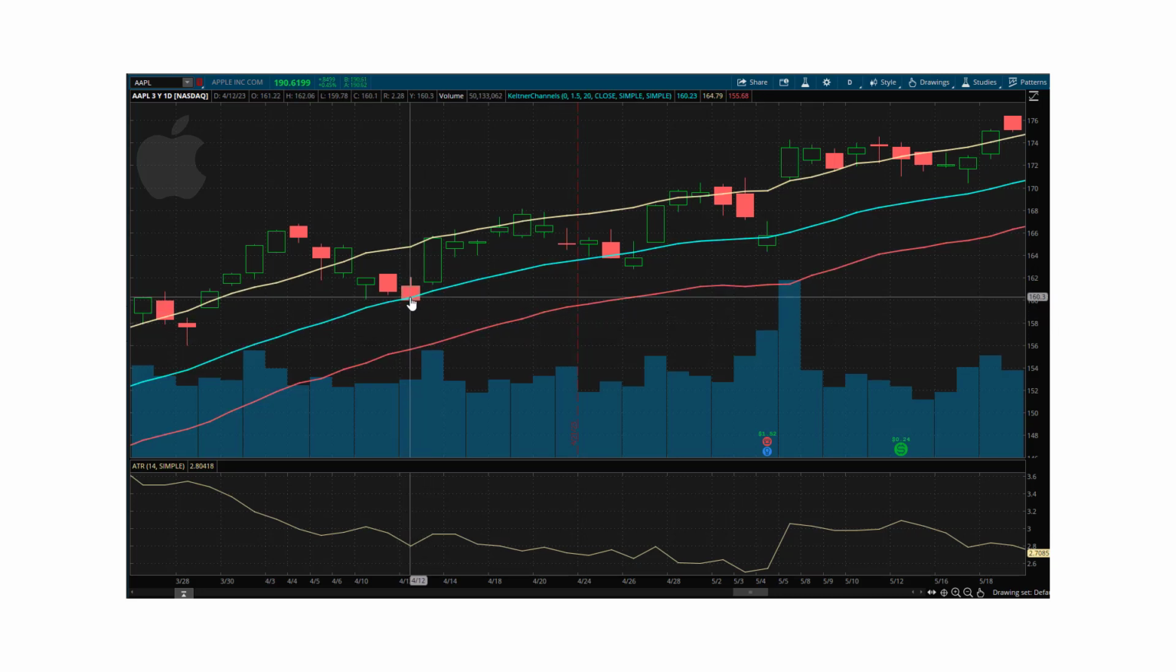And the last thing, the time limit, will allow 1 week for the trade. So after 1 week, if the profit target has not been reached and if the stop loss has not been reached, then we'll manually close the trade. That's the setup for this trading strategy.